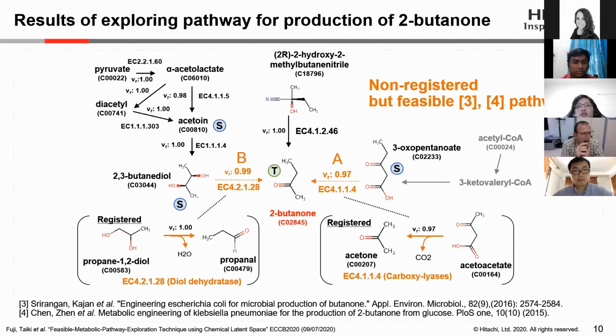And validation pathway B was reported by reference 4 and the EC number of the corresponding reaction is 4.2.1.28. The reaction of 4.2.1.28 registered in KEGG is a reaction from which propanal is produced from propane-1,2-diol.